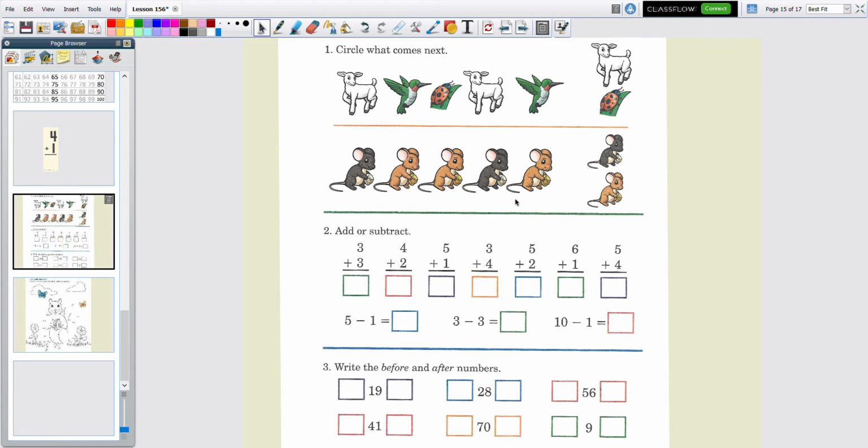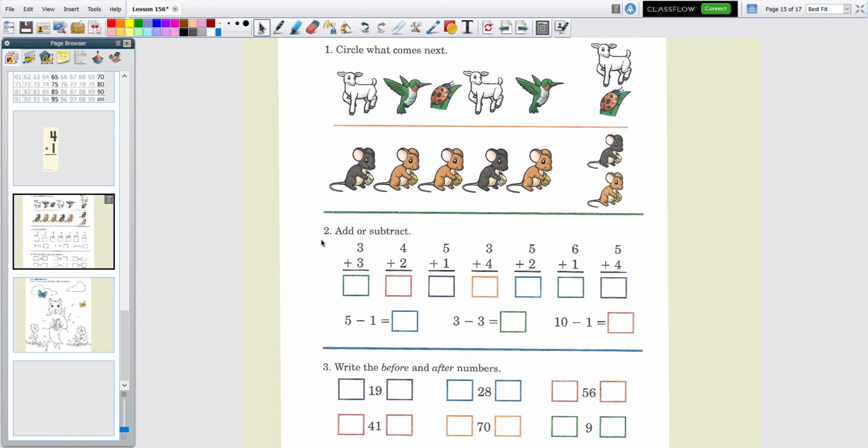So let's go down to the next row. And this is a little bit different because we've got 1, and then we've got 2, then we've got 1, and then we've got, okay, we'll go on. Okay, we have gray, brown, brown, gray, brown. Which one? Would it be the gray or the brown? Did you say the brown one? You would be right.